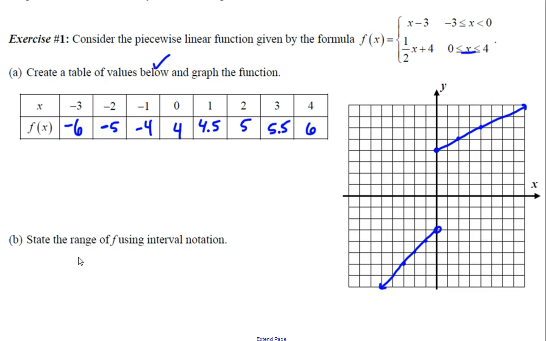It says to state the range. Okay, remember range is the y values, the set of all y values. So you're going to move from the bottom of the graph up to the top and indicate the range. Why don't you write that down? Play the recording when you're ready.